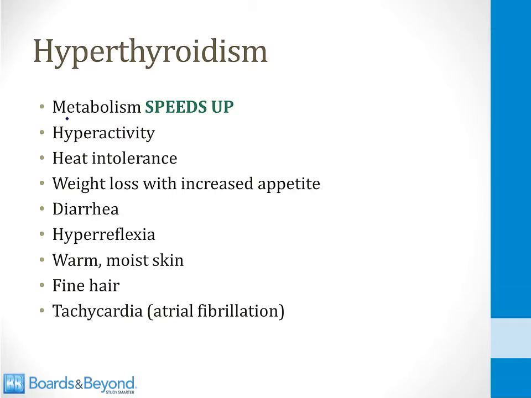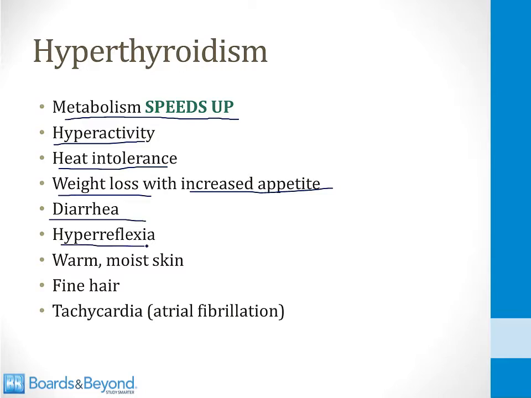Hyperthyroidism is basically the opposite of hypothyroidism. All the symptoms in hyperthyroidism occur from metabolism speeding up. So patients who are hyperthyroid are hyperactive. They have intolerance to heat. Their basal metabolic rate is high and they are always burning energy. This makes them warm and they feel very uncomfortable when they go into hot environments. They will have weight loss from all that extra metabolic activity, even though their appetite may be increased. Their bowels move more rapidly, so they have diarrhea. Their reflexes are more rapid, so they have hyperreflexia. Their skin is warm and often moist.